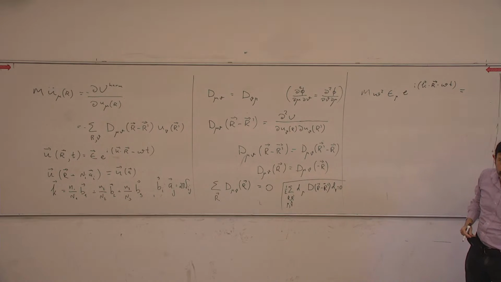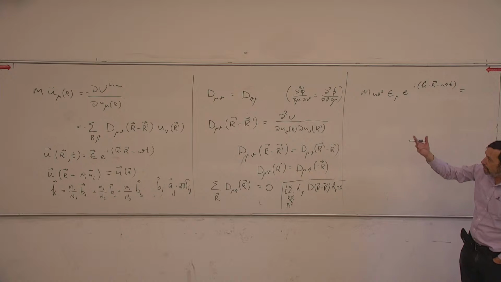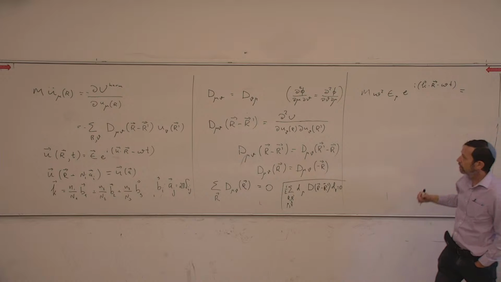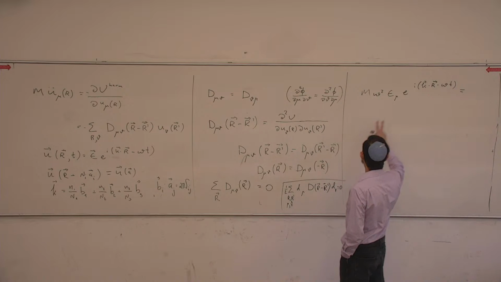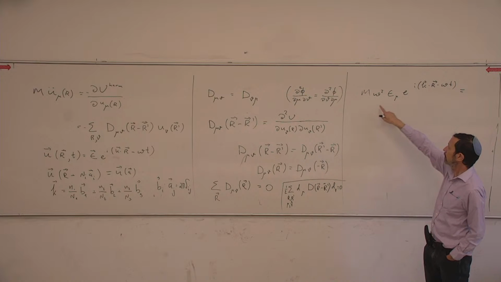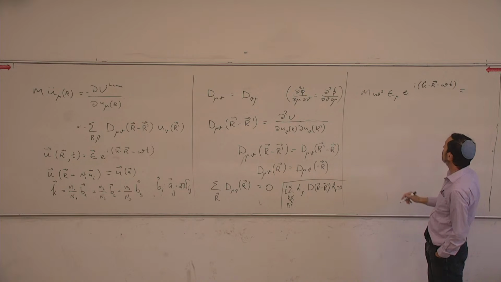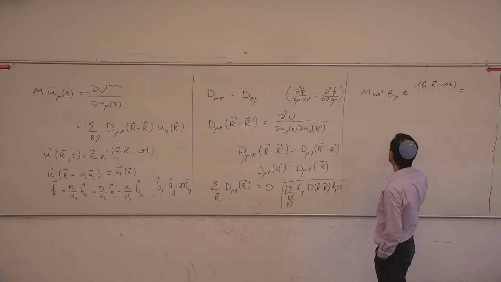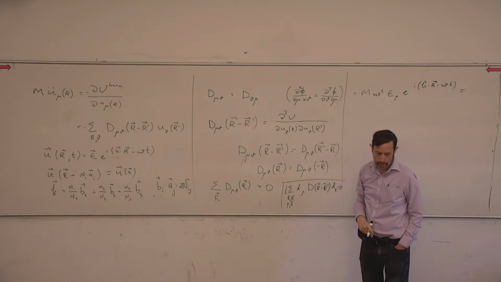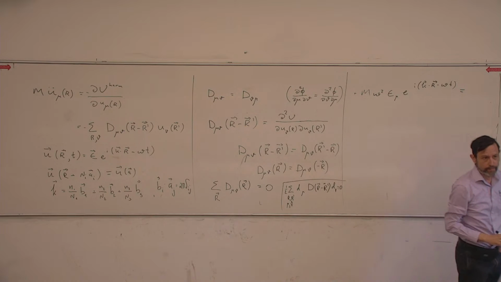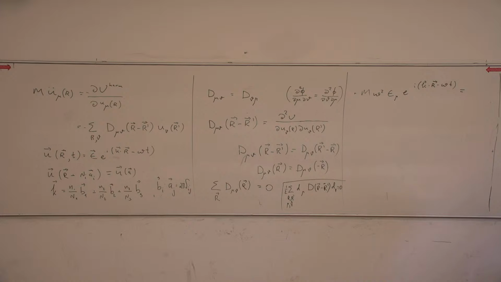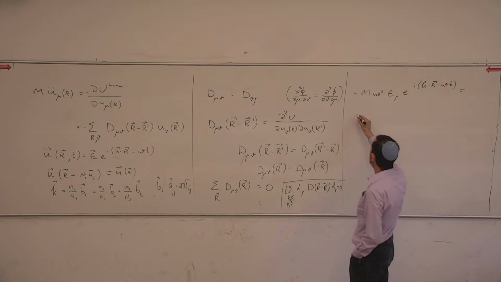So I just wrote the left hand. I have a derivative, twice derivative on time, gives you the omega square, and put here minus. Okay, what do I get from the right hand side?